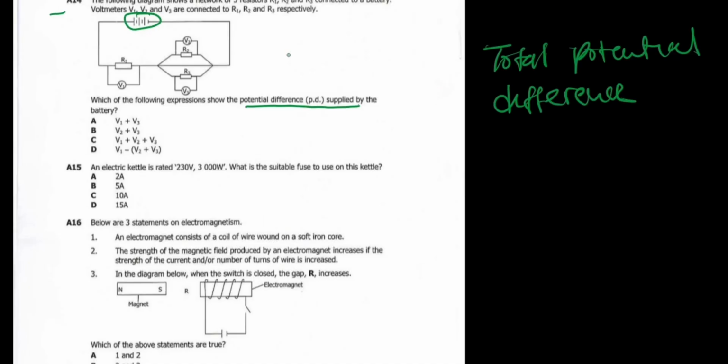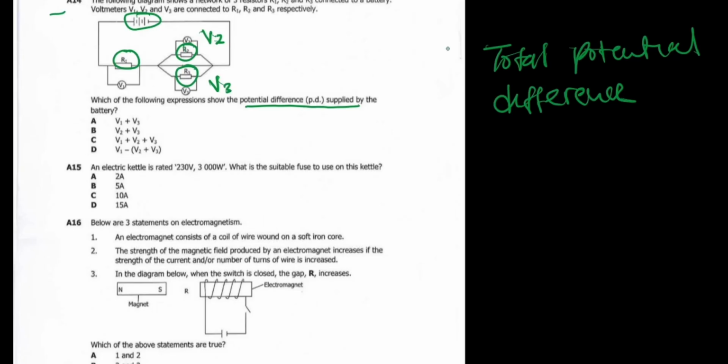Now, when you look at the resistors here, notice that resistor 1 is in series. Resistor 2 and 3 are in parallel. When you look at these two resistors, resistor 2 and resistor 3, notice that voltmeter 2 and voltmeter 3 are connected to these resistors respectively.